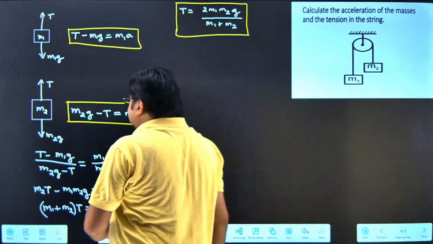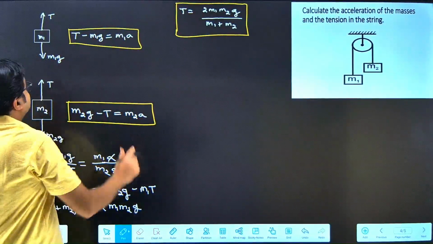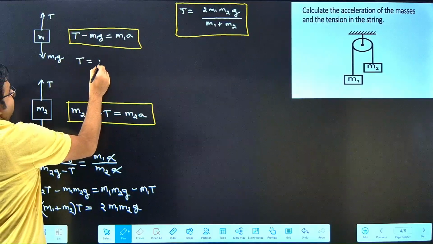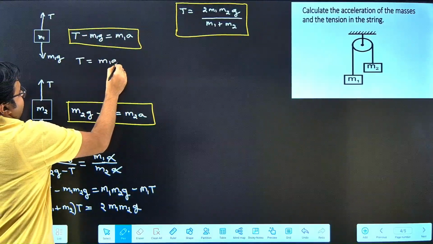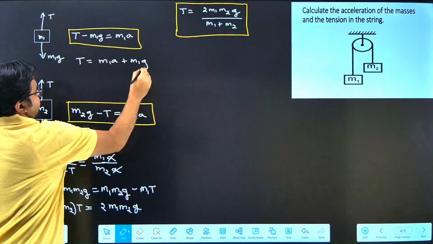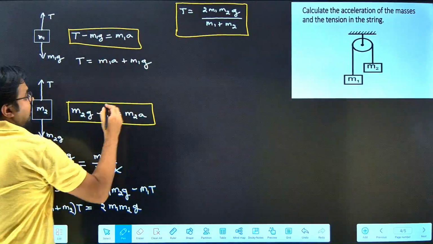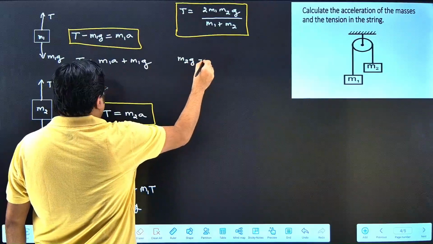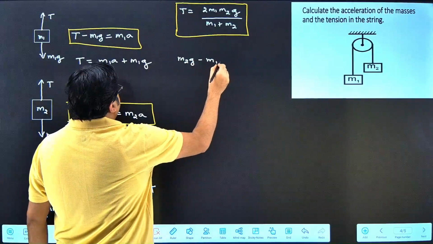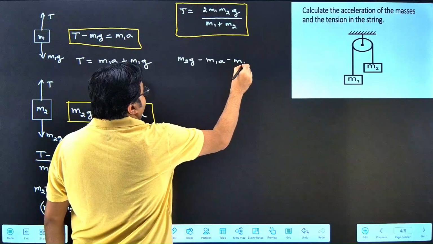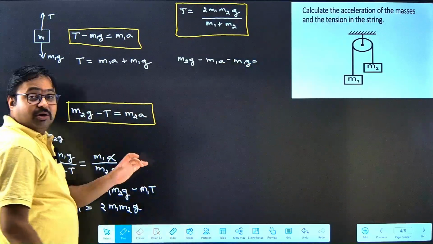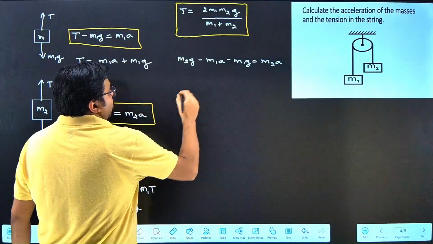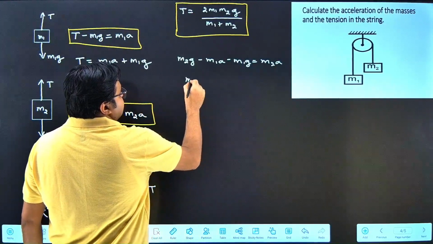Now acceleration, once again, we want to find the acceleration, substitute T here. So what would T be? T would be equal to m1 into A plus m1 into g. Substitute this tension here. What do you get? You get m2 into g minus m1 into A minus m1 into g equal to m2 into A. So let's isolate this A.